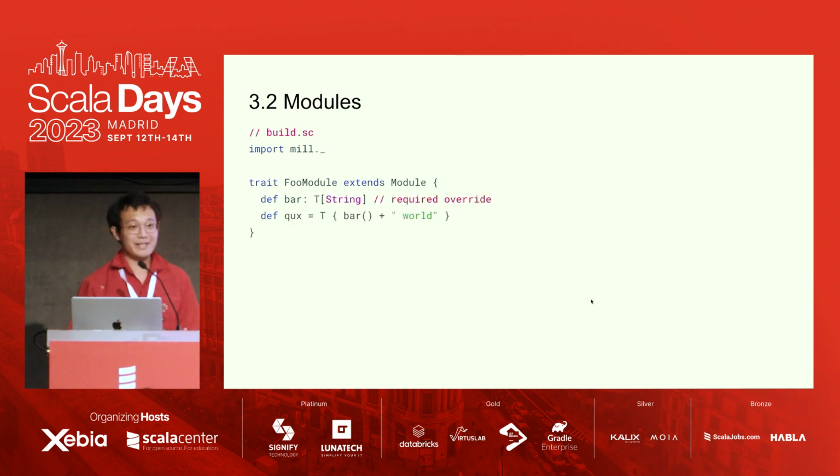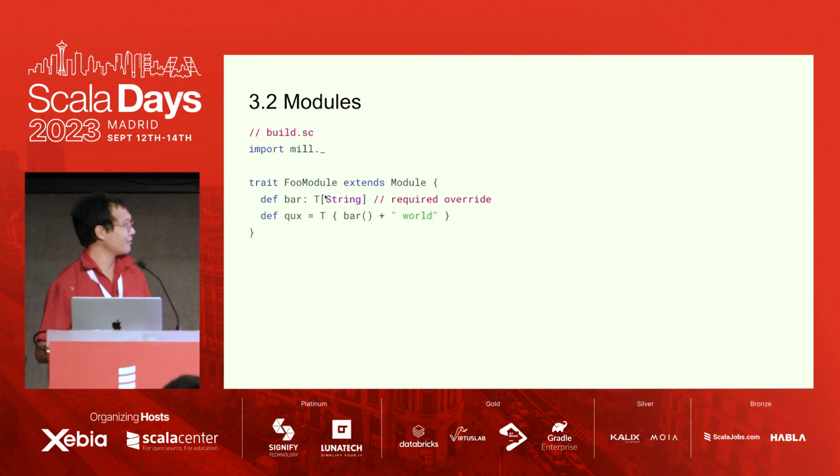Mill modules can be turned into traits for reuse. We saw that earlier. So we had trait MyModule extends ScalaModule. Here's a very minimal Foo module that, again, is a synthetic example, doesn't do much interesting. I have an abstract target bar of type Target of String. I have a concrete target quux, whose type is inferred, and it's a target with the output value of bar plus world. So it is a normal Scala trait.